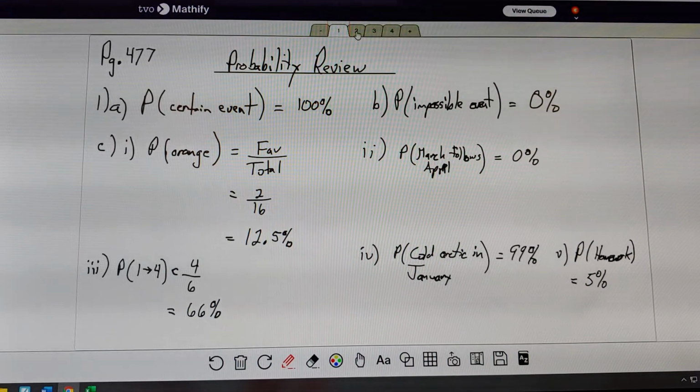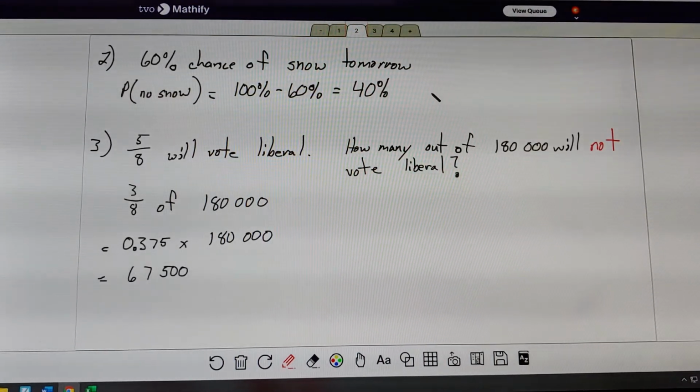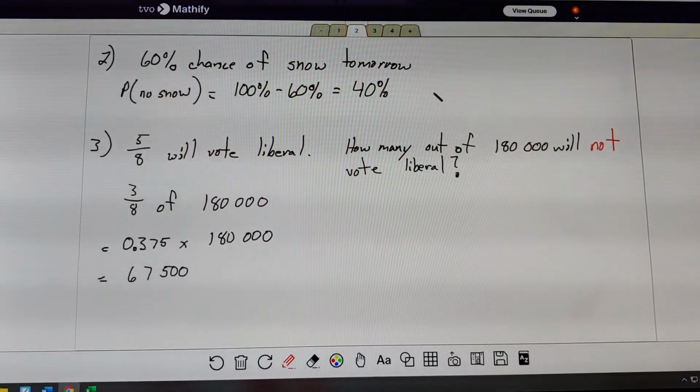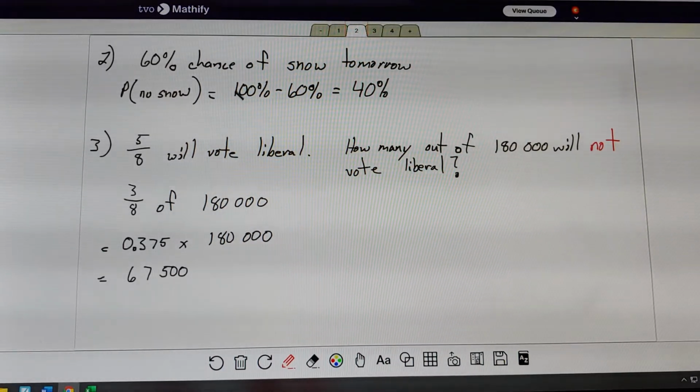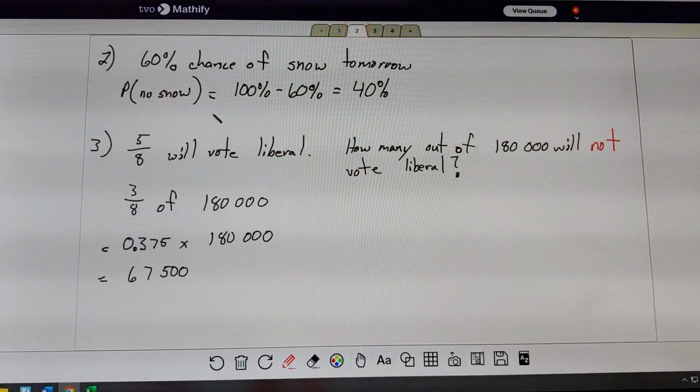Okay. Number 2 said, weather report says there's 60% chance of snow, probability that it will not snow tomorrow. Well, again, probability is based out of 100%. So if it's 60% chance of snow, if we remove that from the total, we're left with 40% chance of no snow.